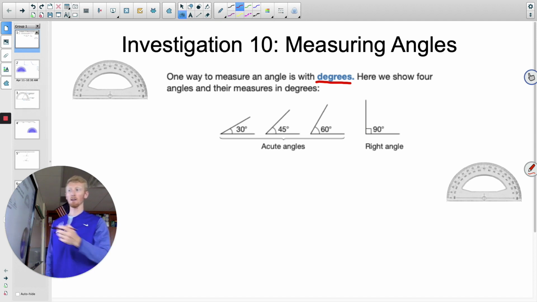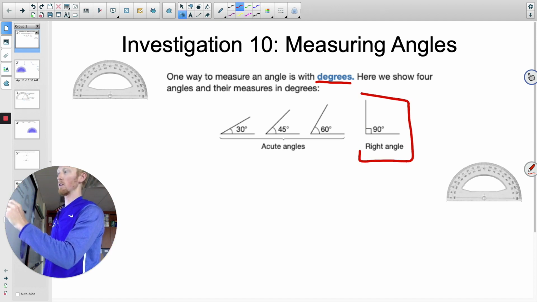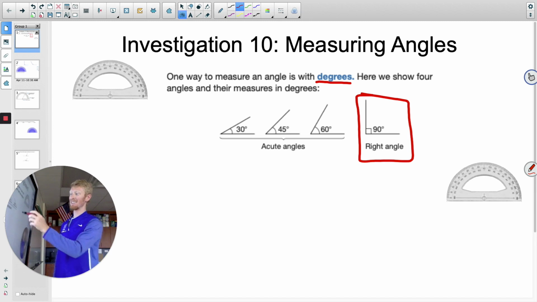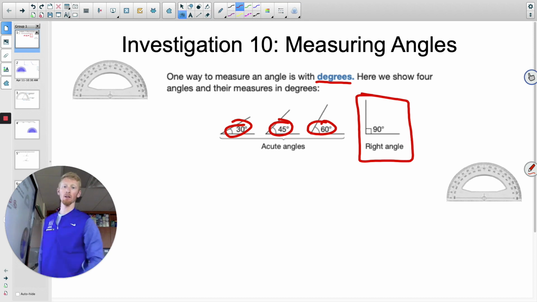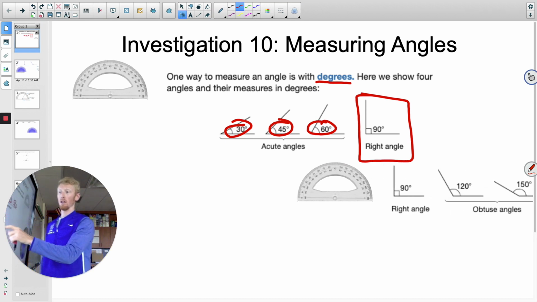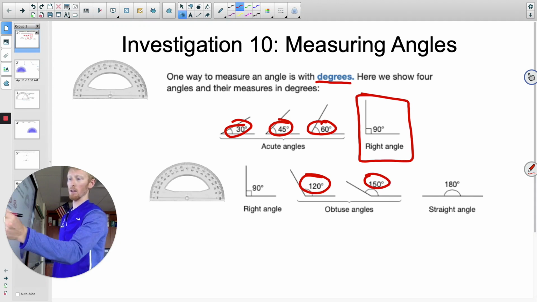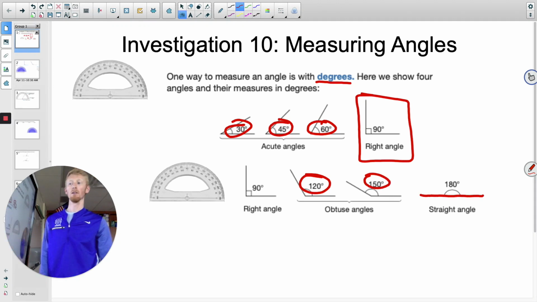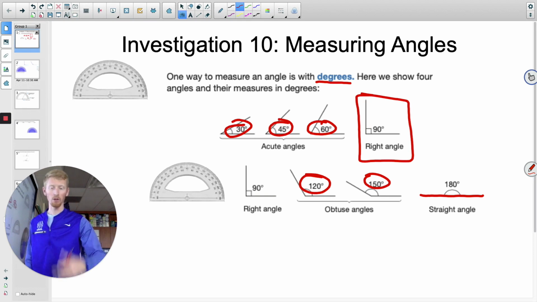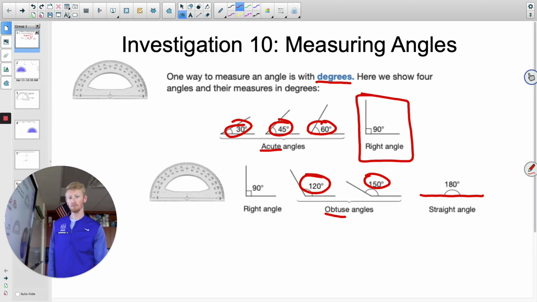So a right angle is 90 degrees. And then anything less than 90 degrees would be an acute angle. So 45 degrees, 30 degrees, 60 degrees, all acute angles. And on the other side, anything greater than 90 degrees would be obtuse. So 120 is greater than 90, 150 is greater than 90, and then this is called a straight angle, which is 180 degrees. If you want, in your notebook, you can write that down. Anything greater than 90 degrees is obtuse. Anything less than 90 degrees is acute.